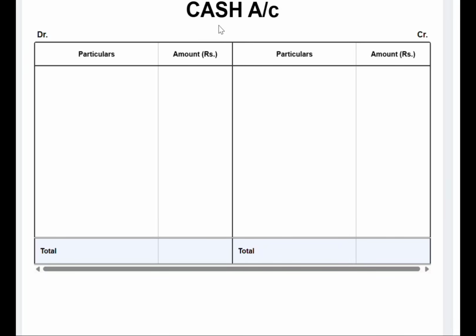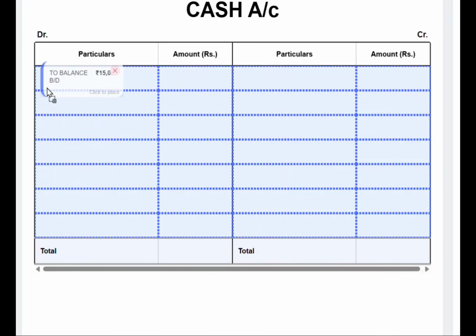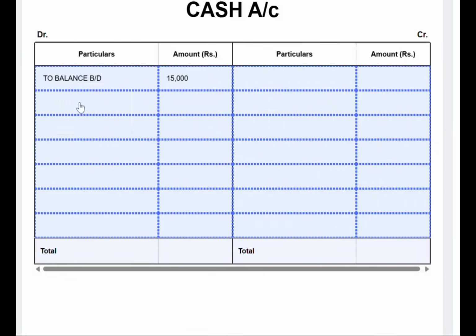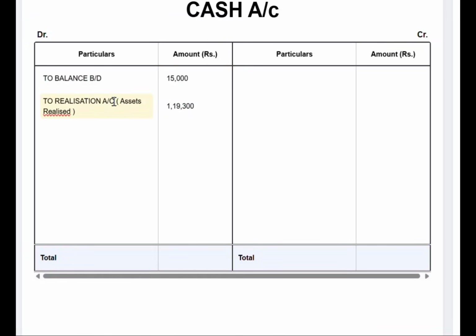So now we are going to prepare the last account, that is the cash account. First in the cash account, we have to bring down the balance on the debit side from the balance sheet. So it will be written on the debit side as to balance brought down 15,000. Now on the debit side, we have to write down the assets that have been realized. So the assets realized will be brought down from the realization account. So it will be to realization account. All the assets that have been realized, we will write the total amount 1,19,300 on the debit side. So that is the amount that has been received.